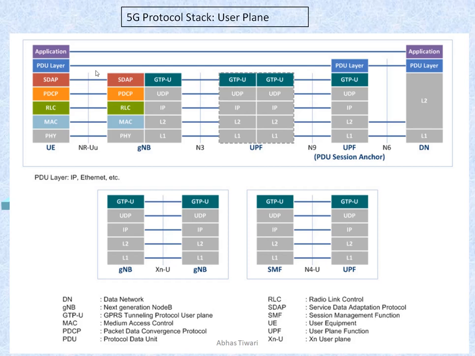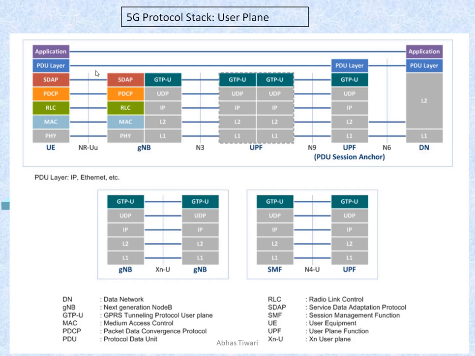Apart from this, from gNode B to UPF, there is the GTP-U protocol. UPF to UPF, there is also the GTP-U protocol. You can have a look at this. GTP-U is the GPRS Tunneling Protocol user plane. This is between gNode B to gNode B also. That's why I am discussing this GTP-U protocol. When we go into the further depths of the protocol, then we can have a discussion on the GTP-U protocol also.